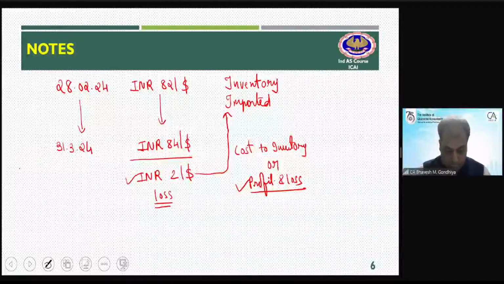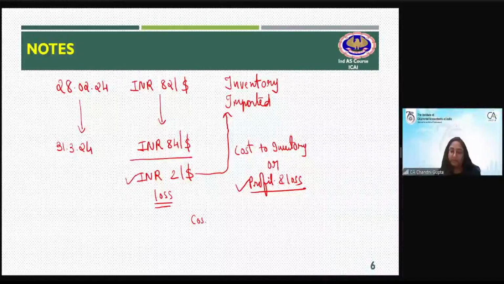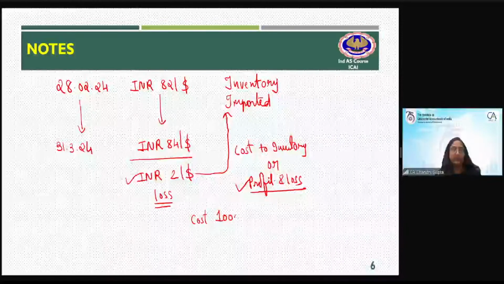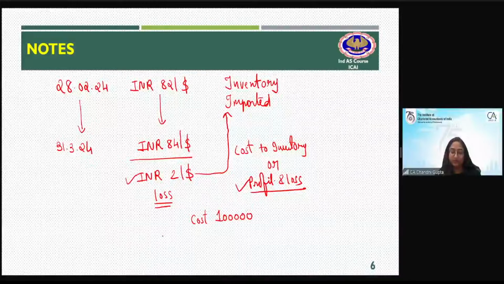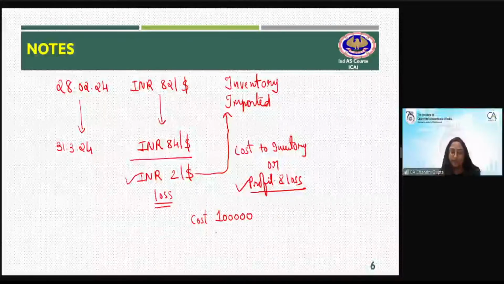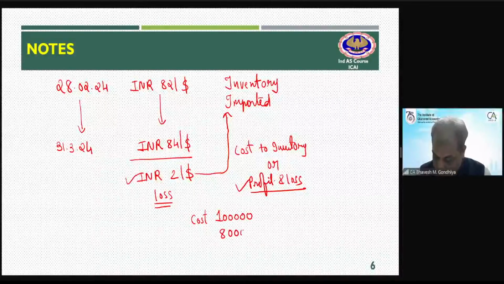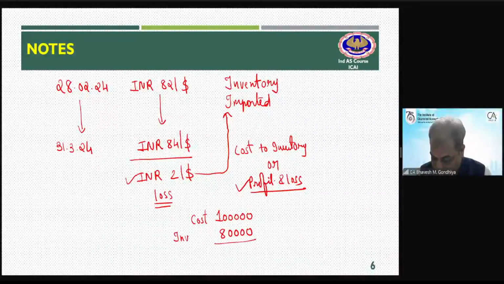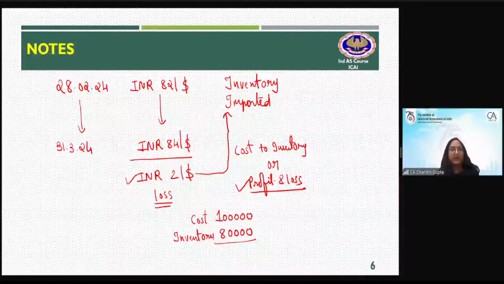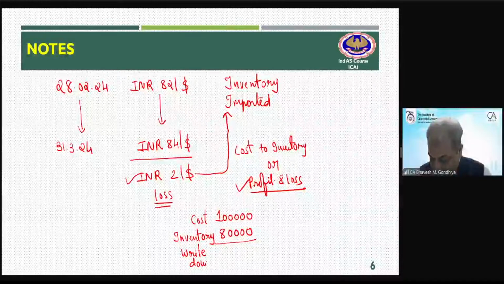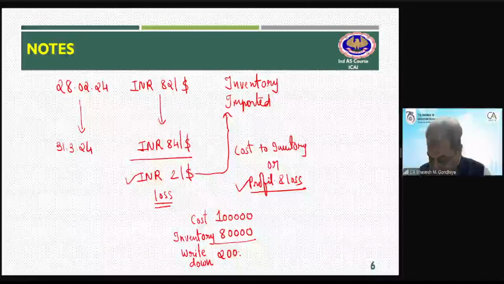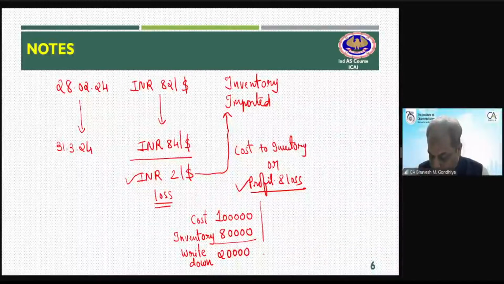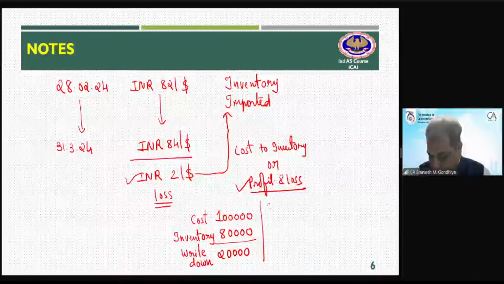As you have told, the cost of the inventory was 1 lakh rupees, and they had written it down to 80,000 because of the slow moving inventory. So from 1 lakh, they took it as 80,000 as inventory. They made a write down of 20,000. This was the original case.